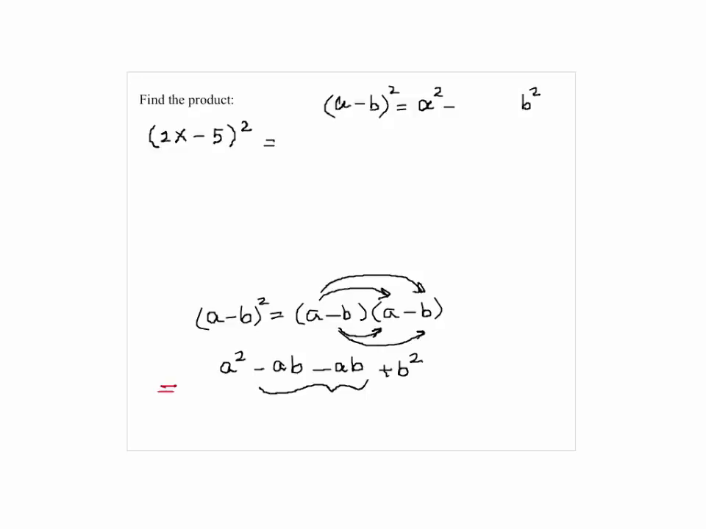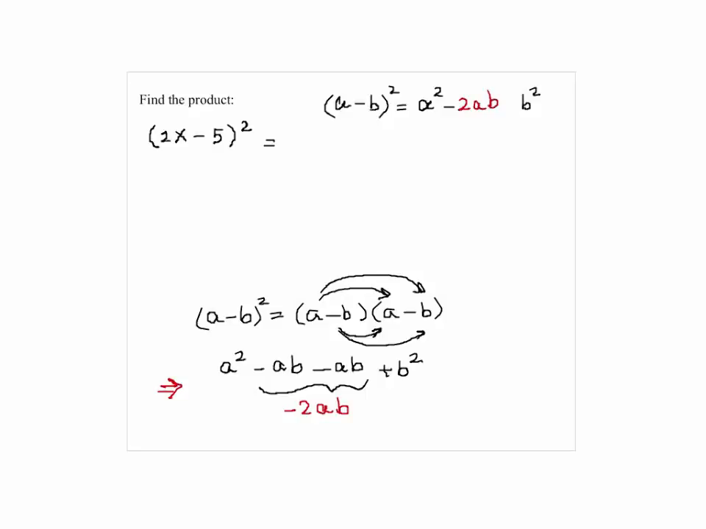Let's finish this. So it would be a squared minus what? It would be plus b squared. No. Both are minus. Minus ab minus ab. That would equal to what? 2ab. Minus 2ab, yes. So you should remember this formula.